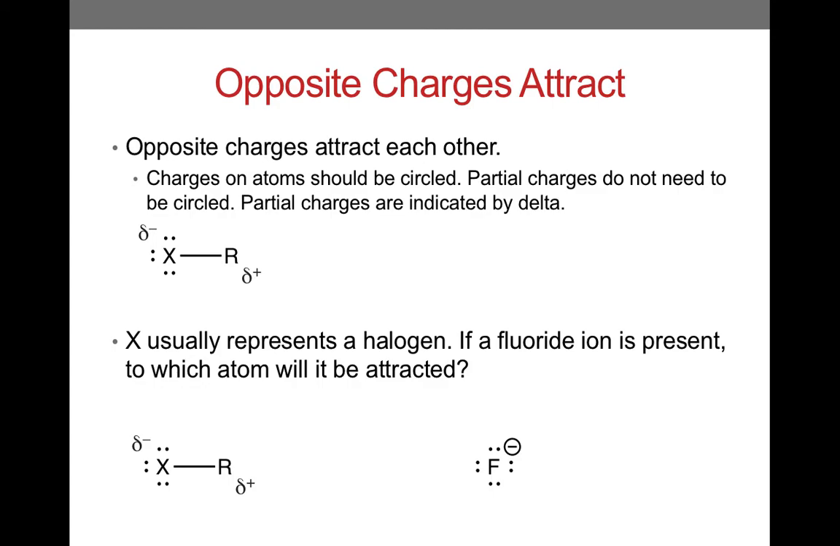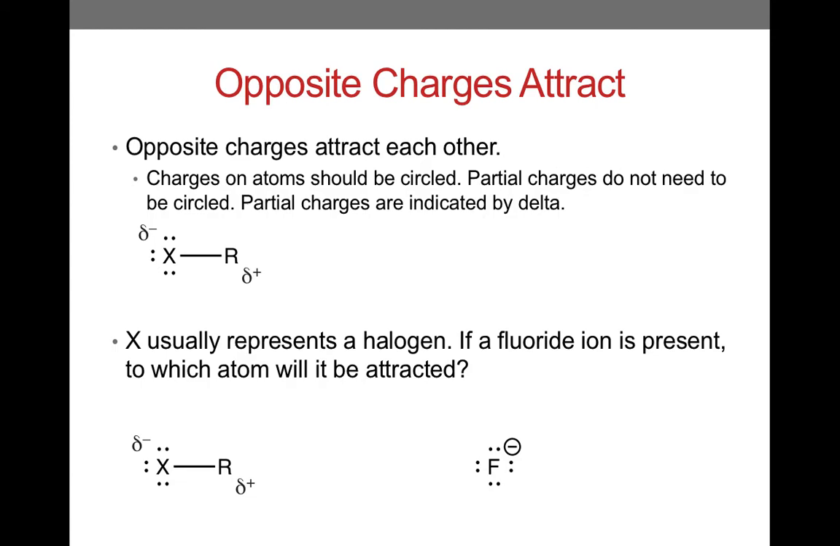An incredibly important rule in chemistry is that opposites attract. So, opposite charges attract each other, while like charges repel. Note that charges on atoms need to be circled. Partial charges do not need to be circled, and they are represented by delta.